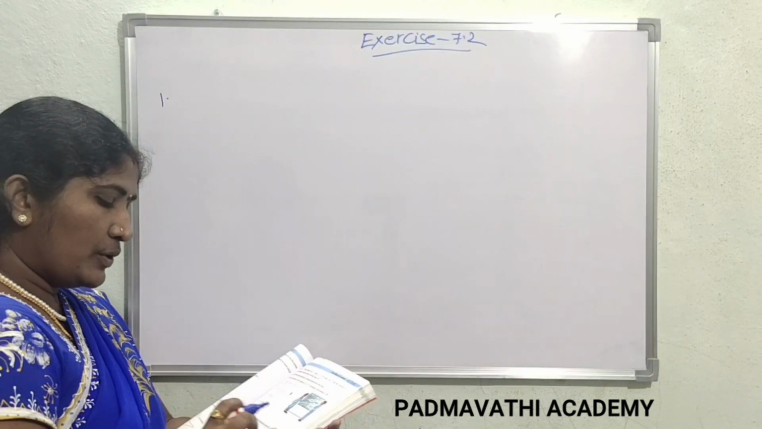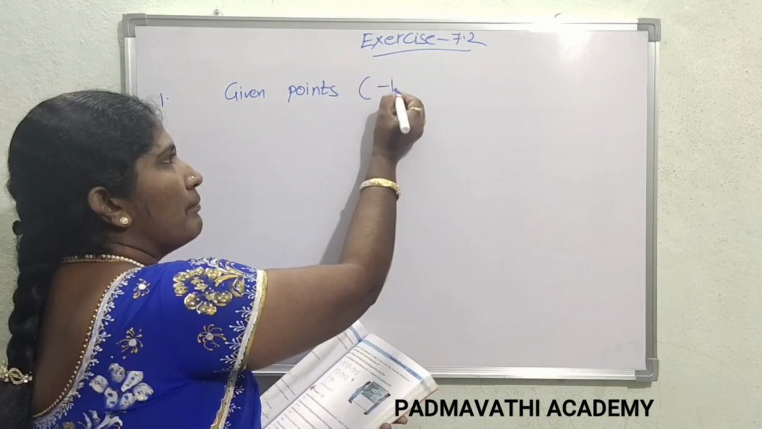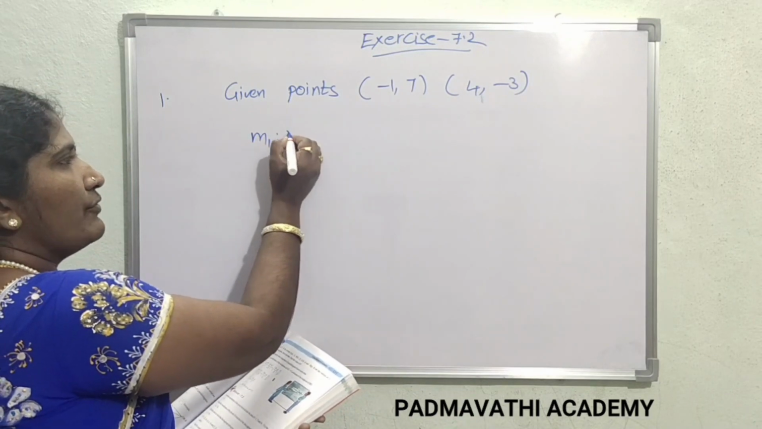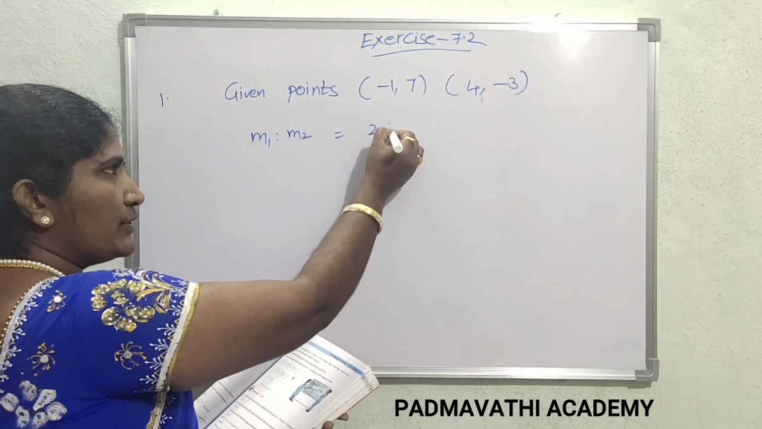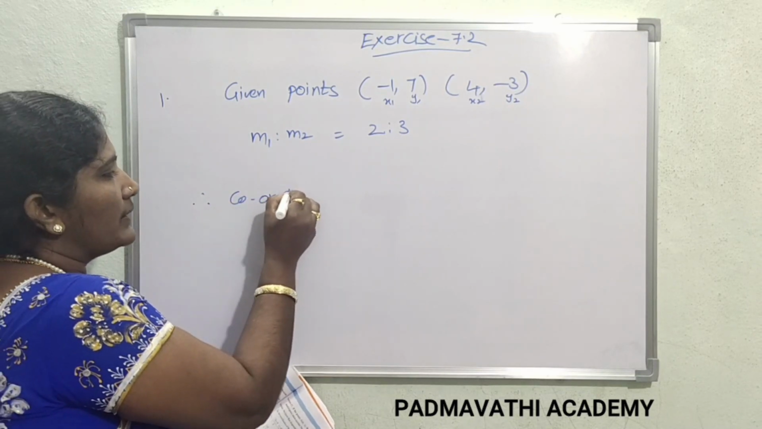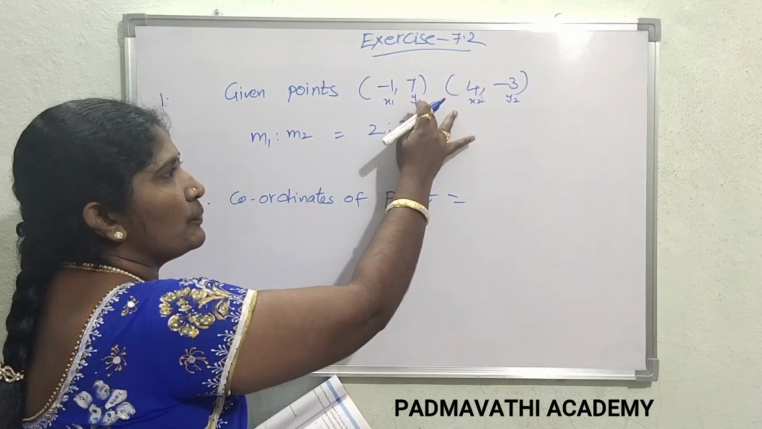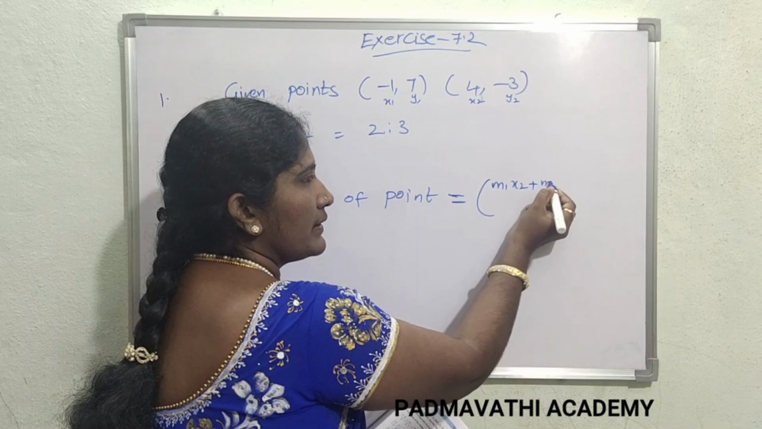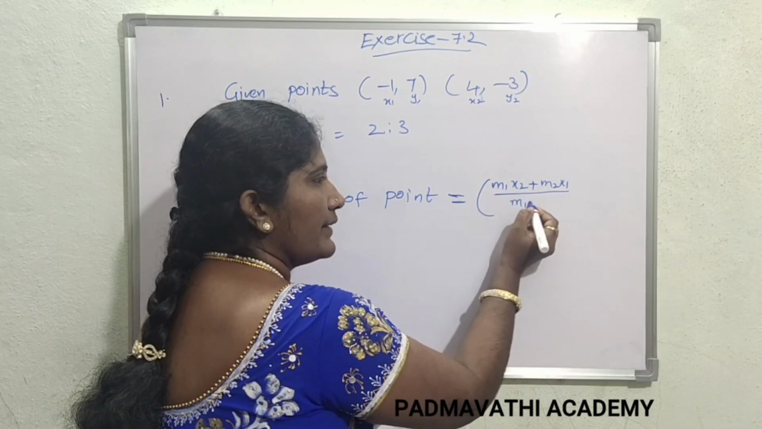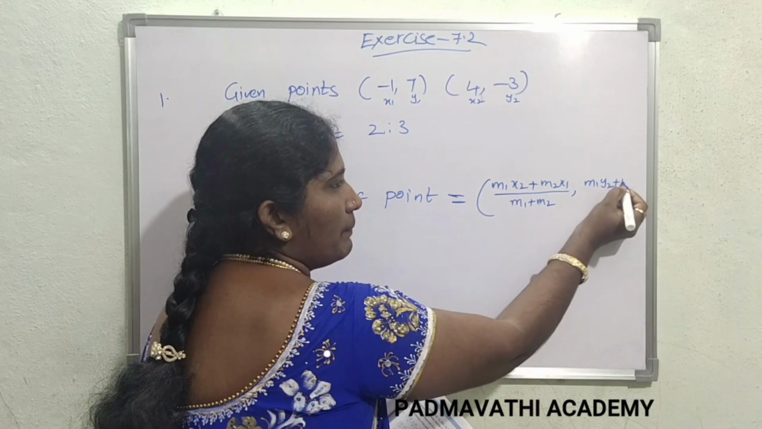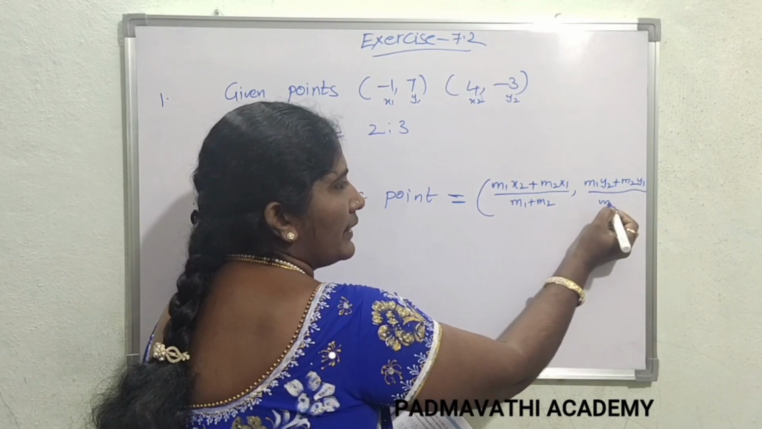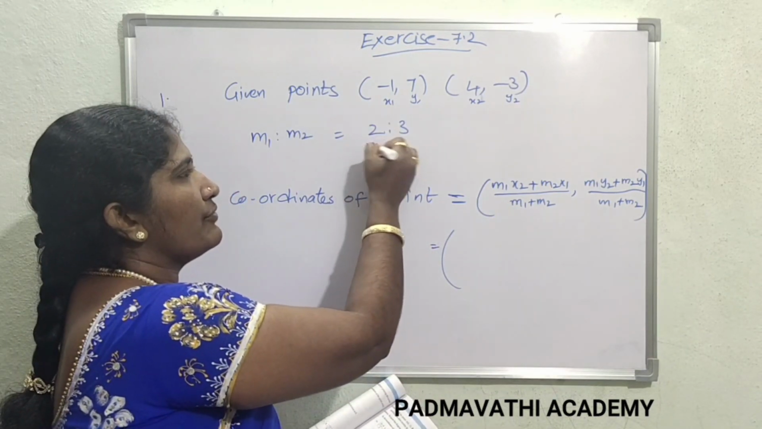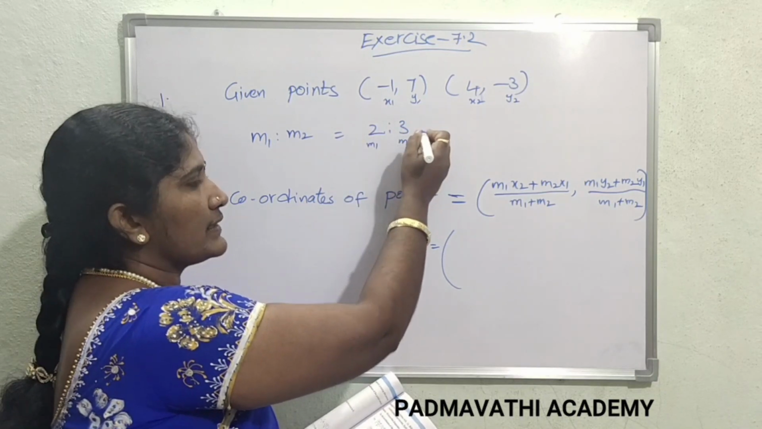In the first question they gave 2 points. Given points are (-1, 7) and (4, -3), and the ratio also they gave, m1 is to m2 is 2:3. Therefore, the coordinates of the point which divides these 2 points in the ratio 2:3 is equal to (m1 x2 plus m2 x1) by (m1 plus m2), (m1 y2 plus m2 y1) by (m1 plus m2). Substitute the values in the formula. First, what is m1 and what is m2? m1 is 2, m2 is 3.